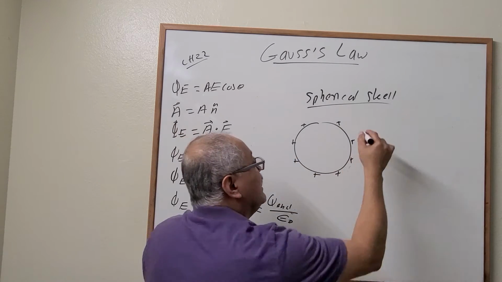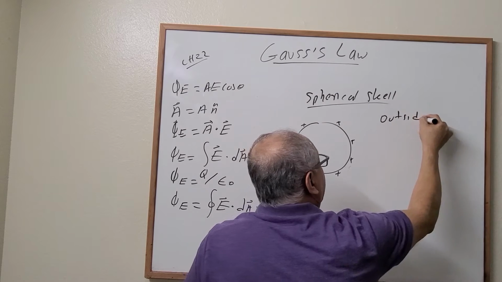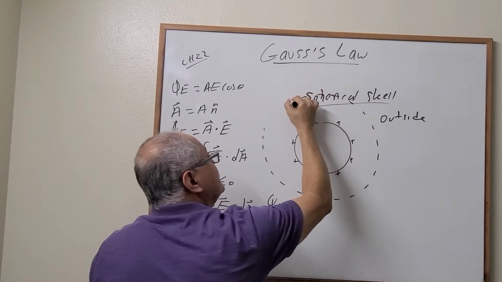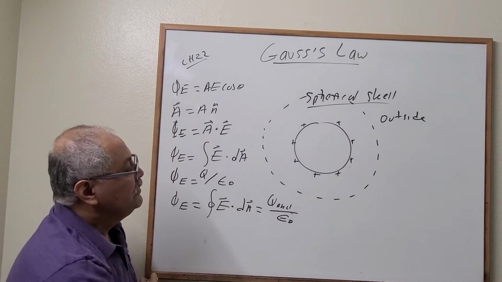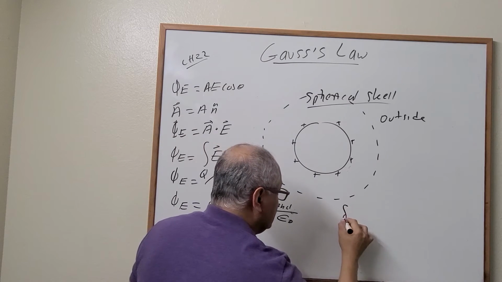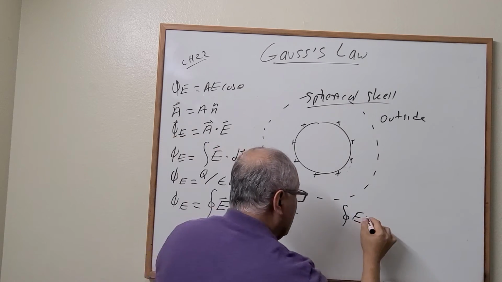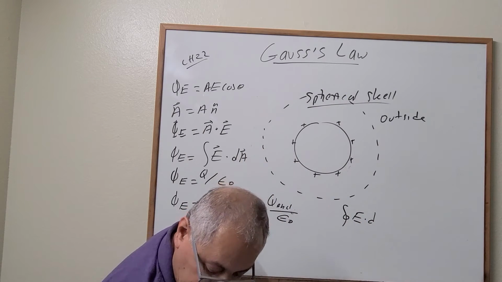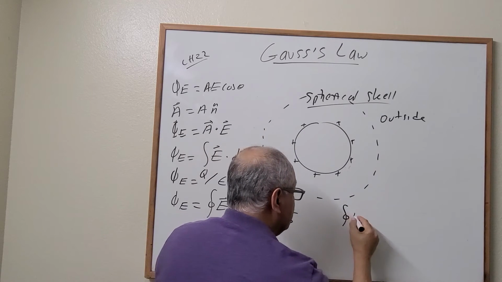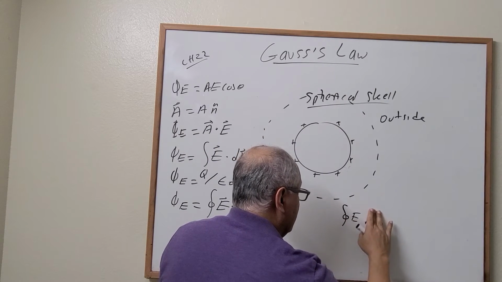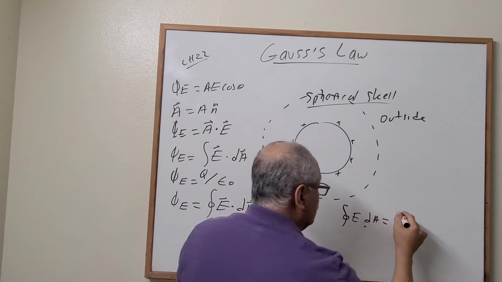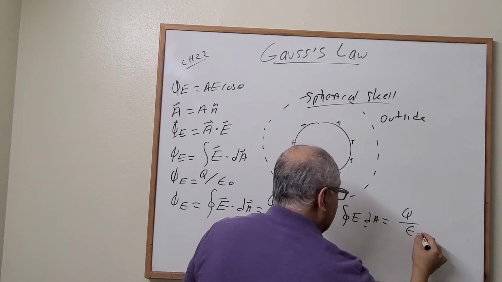Okay, let's go outside. The technique, remember, is using a Gaussian surface. Imagine that's the Gaussian surface, and then let's use the equation for this closed Gaussian surface. We have this product. Because this is a sphere, we can just use the magnitude, E times A, which equals the total charge enclosed divided by epsilon naught.